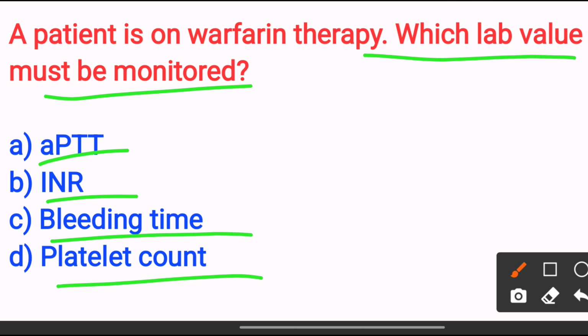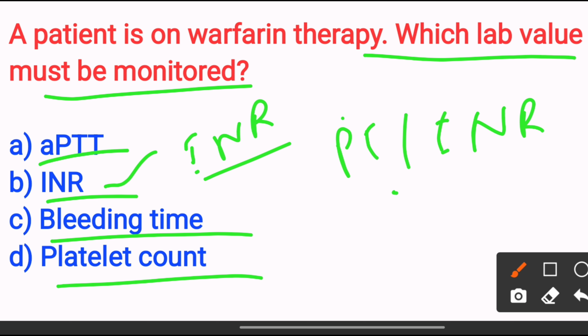The answer is option B, INR. For warfarin, the effect is monitored by the PT-INR. So the answer is option B. Next.